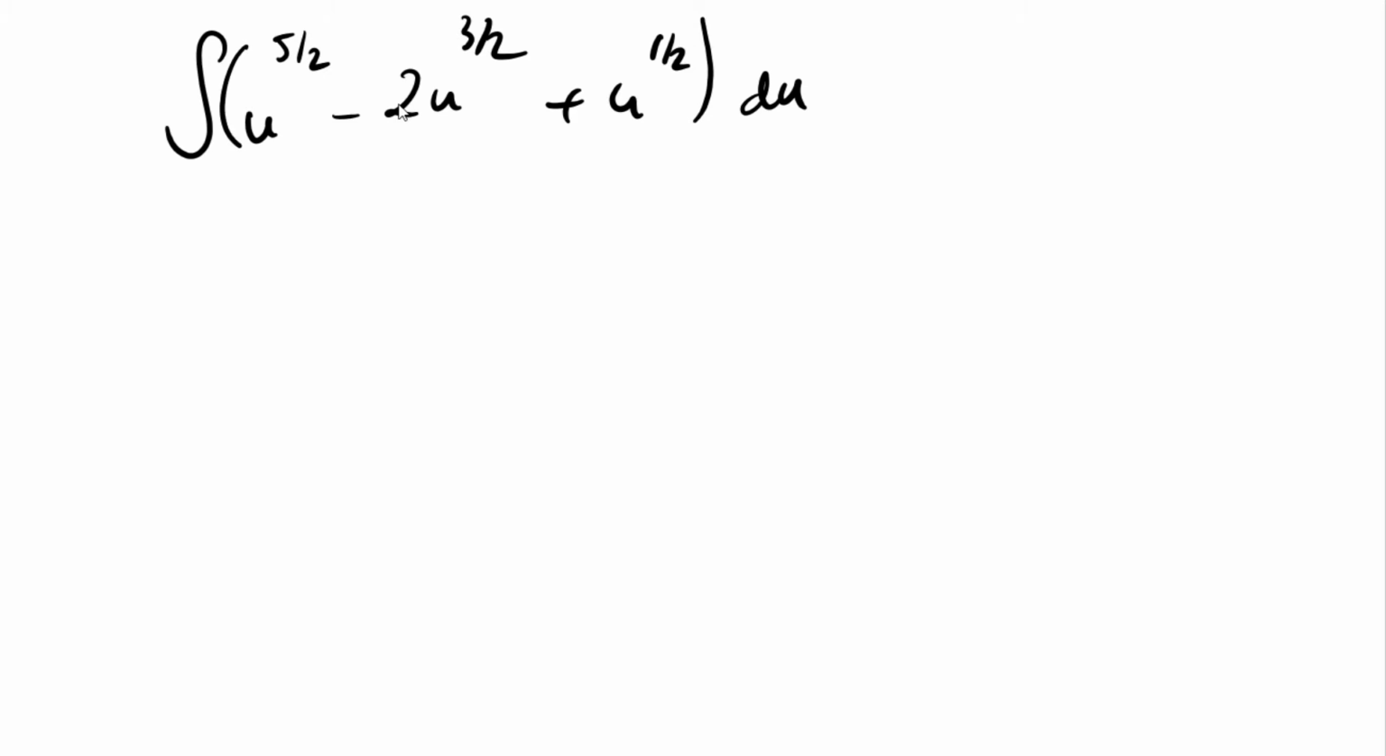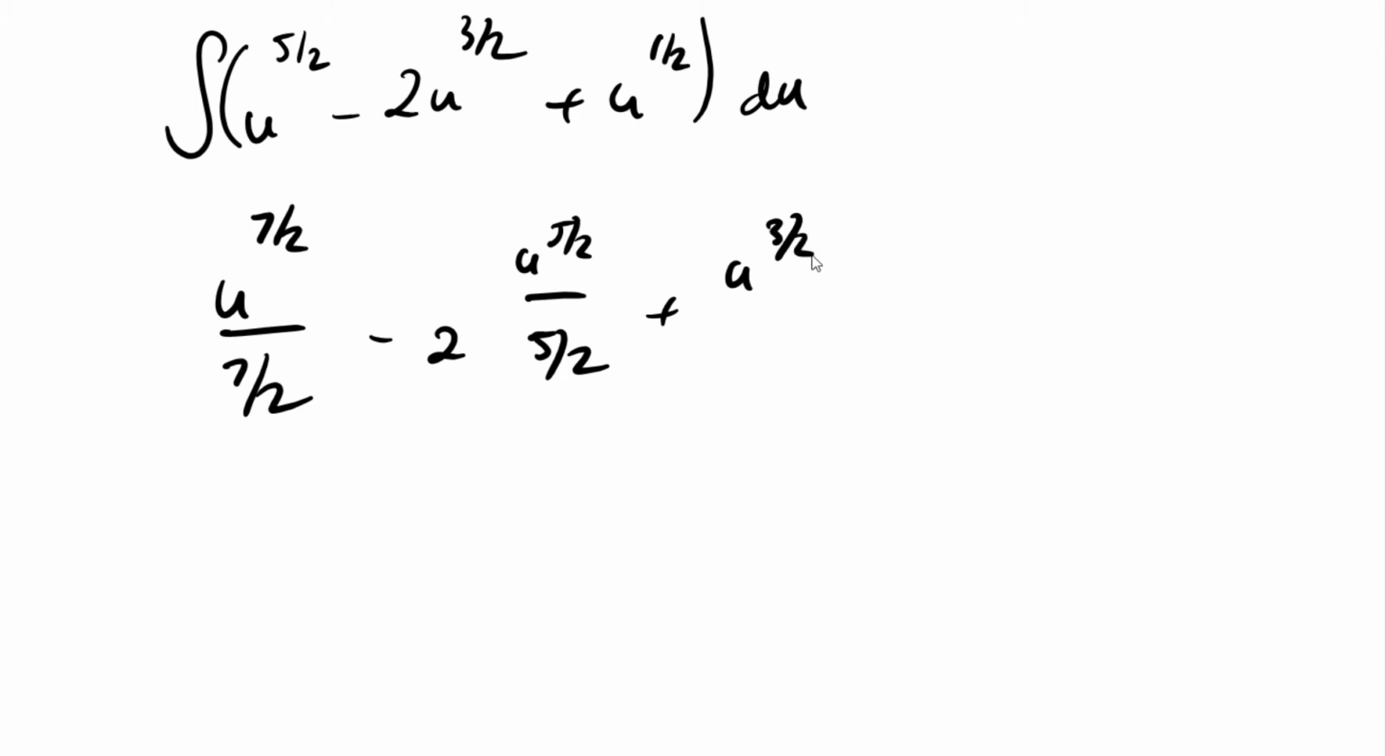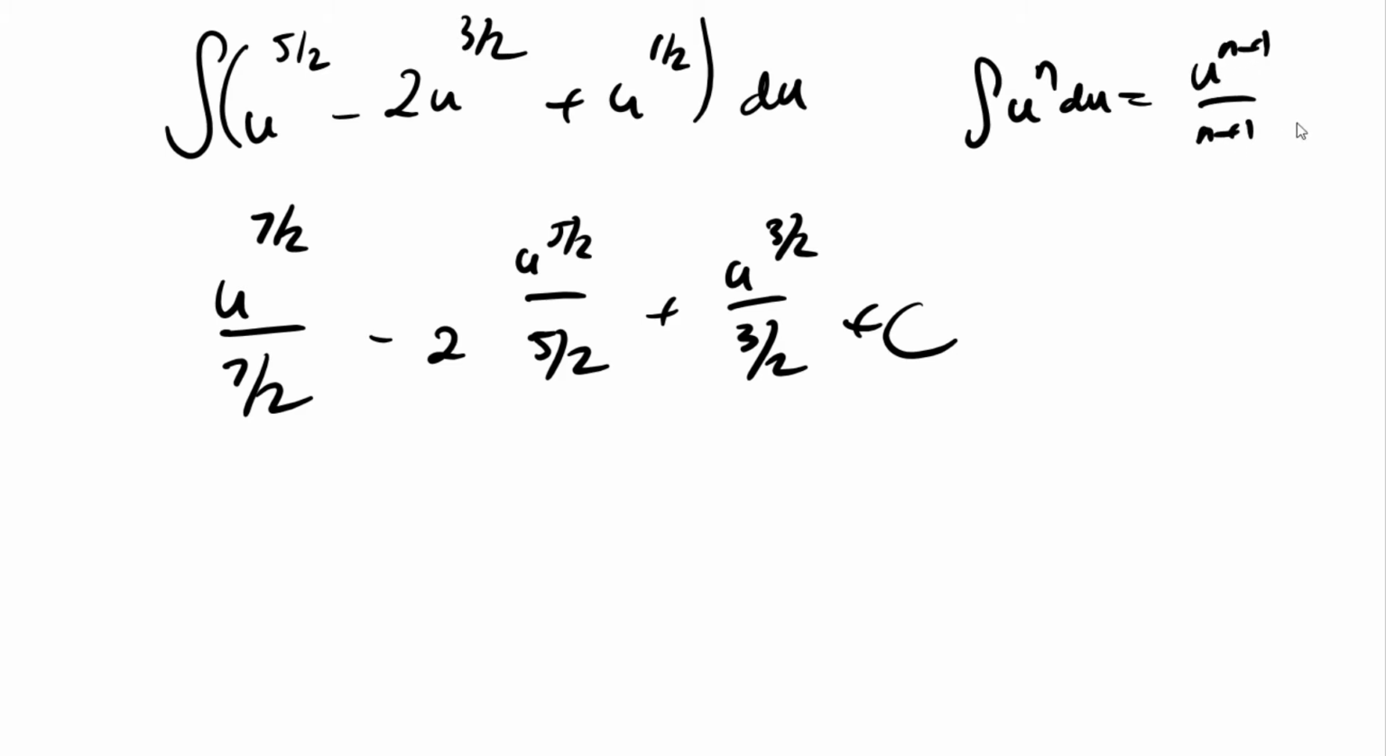So this can be integrated. U to the 7/2 divided by 7/2, minus 2 times u to the 5/2 over 5/2, plus u to the 3/2 over 3/2, plus c. All I've done here is I've used the rule that the integral of u to the n du is equal to u to the n plus 1 over n plus 1 plus c, as long as n is not -1. So I added 1 to 5/2 to get 7/2 and then divide by the new power, and so on down the chain.